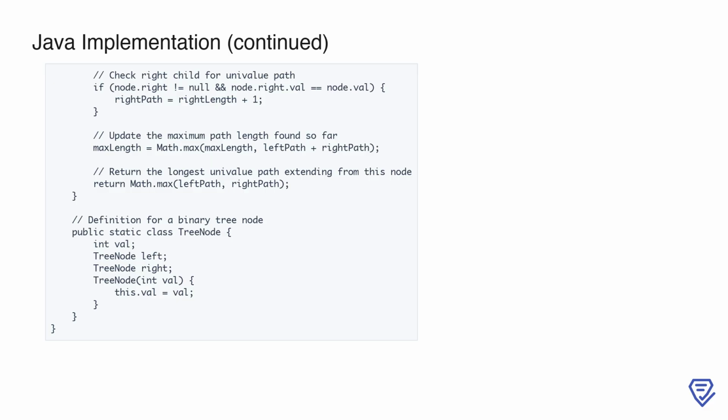Next, we perform a similar check for the right child. If the value of the right child matches the current node's value, we update right path to include the Univalue path extending through the right child, incrementing it by 1 plus the right subtree's path length.